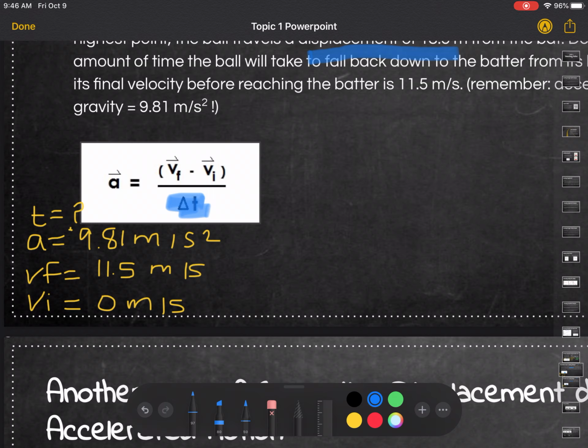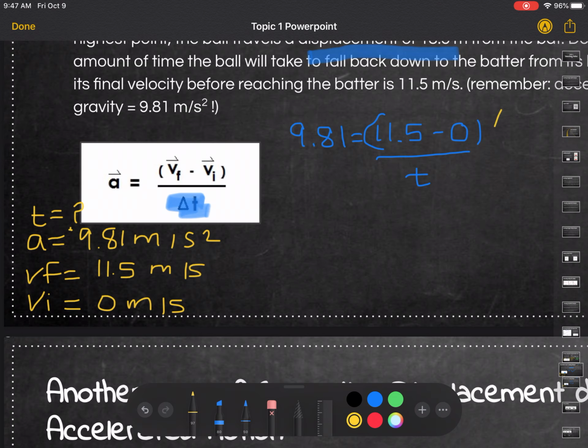So a is equal to, well, we got 9.81 is equal to vf, which is 11.5, minus our vi, which is 0, all divided by, we don't know the t, we don't know the time. All right, so for me, I like to do this. If time is on the bottom, it's divided by t.